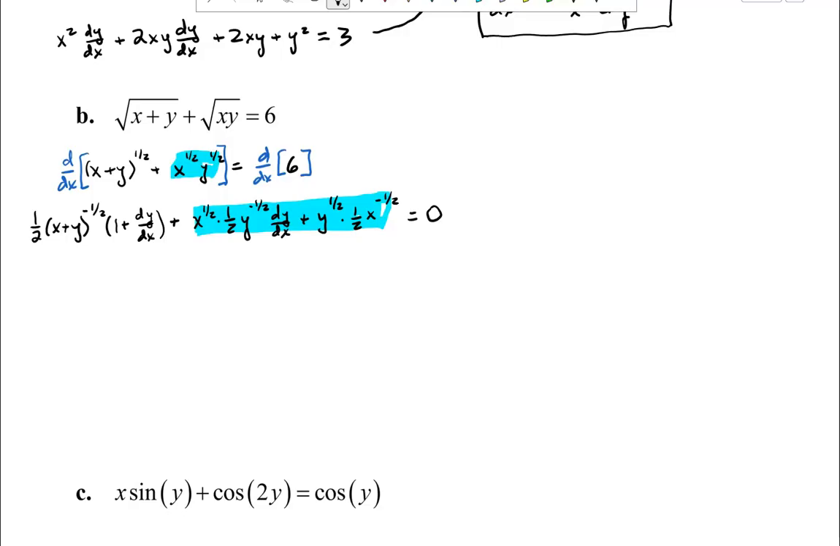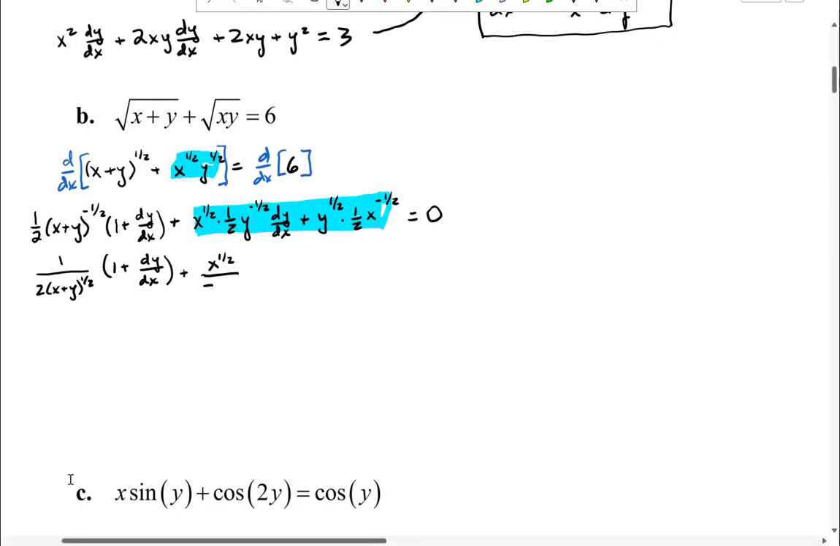So now we need to clean this up. We're going to isolate dy/dx. And so we're going to need to distribute this quantity into the parentheses. We also have negative exponents all over the place, so let's go ahead and rewrite all those first. So there we've gotten rid of the negative exponents. Now we'll go ahead and distribute this here and here.